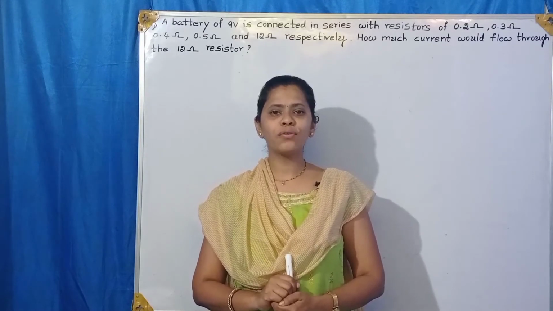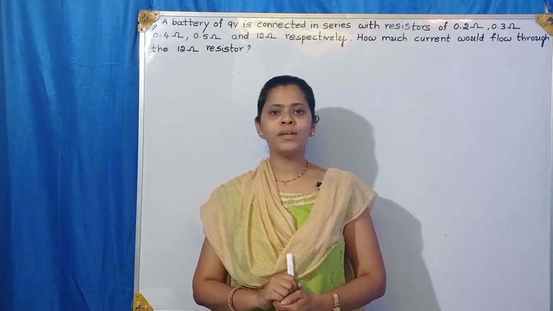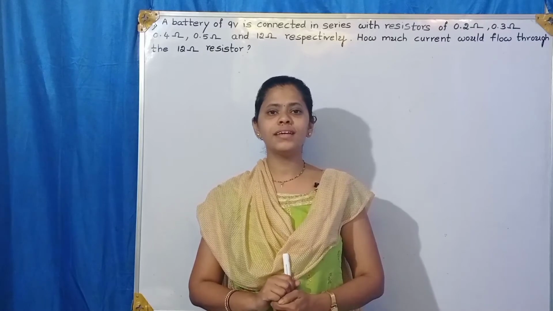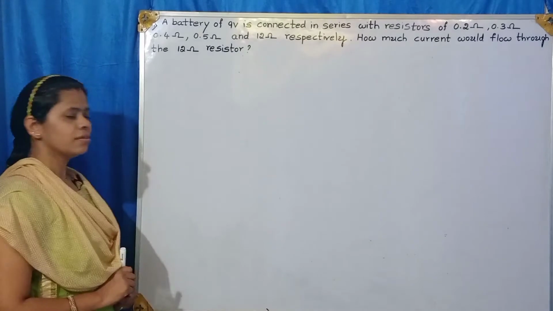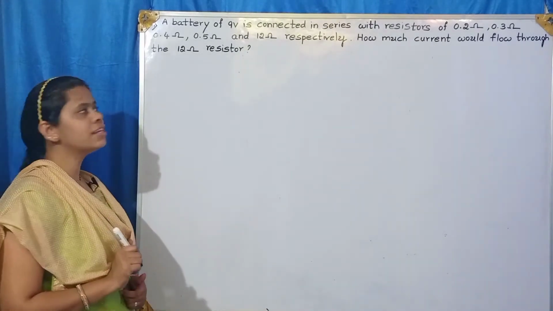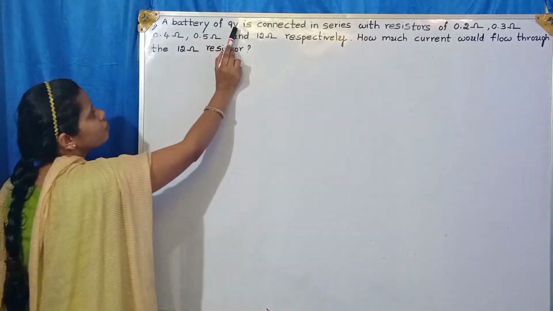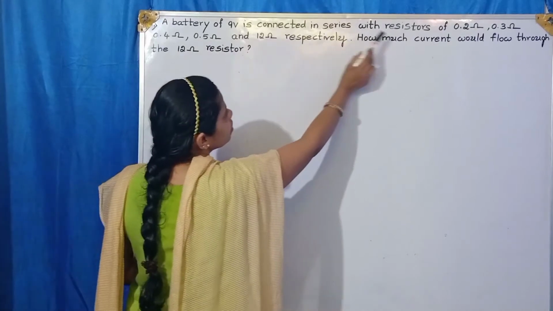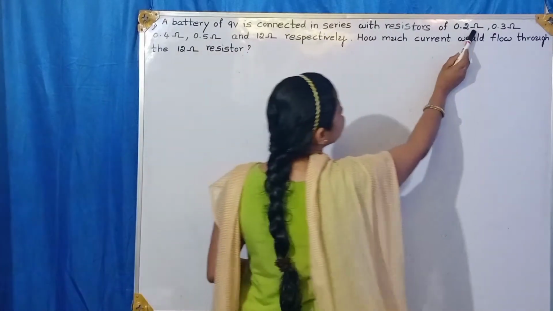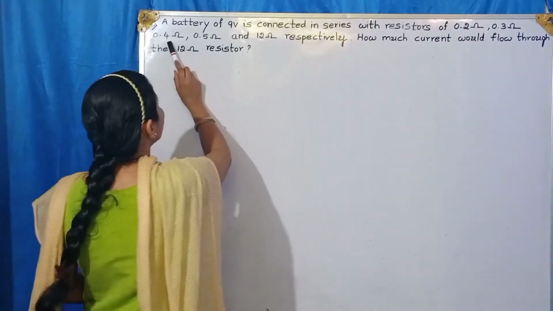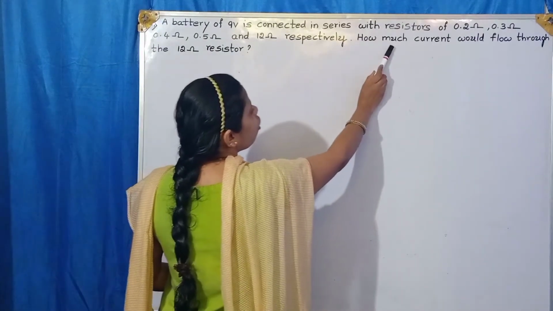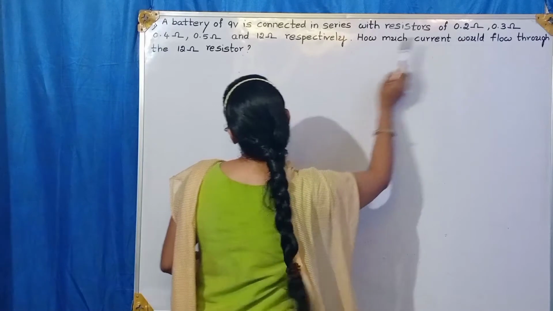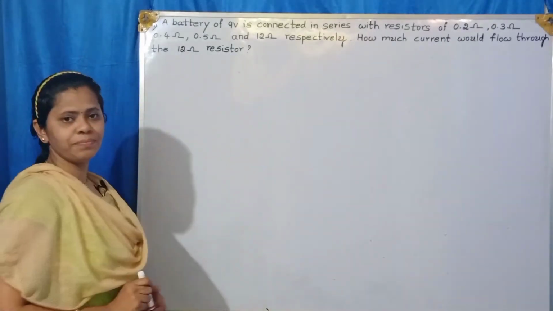In this class, we are going to solve a numerical problem from the 10th standard NCERT syllabus. First, let's read the problem. A battery of 9 volt is connected in series with resistors 0.2 ohm, 0.3 ohm, 0.4 ohm, 0.5 ohm and 12 ohm respectively. How much current would flow through the 12 ohm resistor?